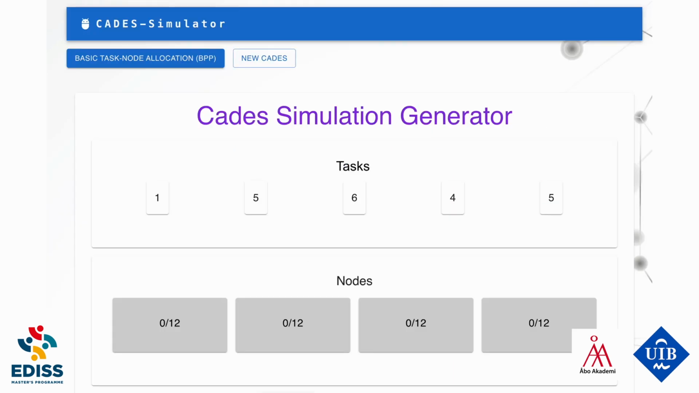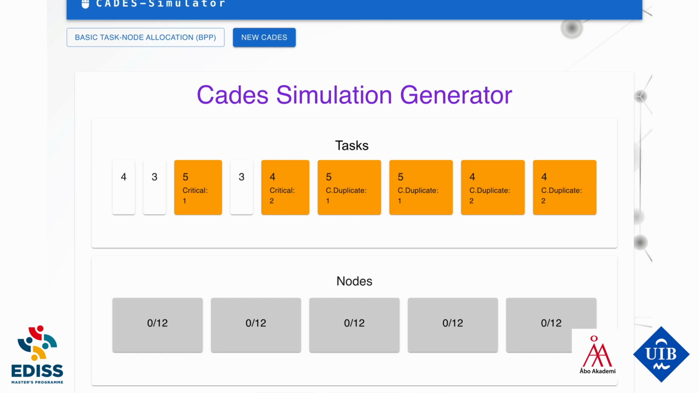Additionally, here is a web demo. Our first CADES implementation contained only a bin packing algorithm where we'd simply pick the task at any time and allocate them to a node. However, in our new simulation, now we have critical items and their masks. So this is critical item 1, this is 2, and these are their duplicates.